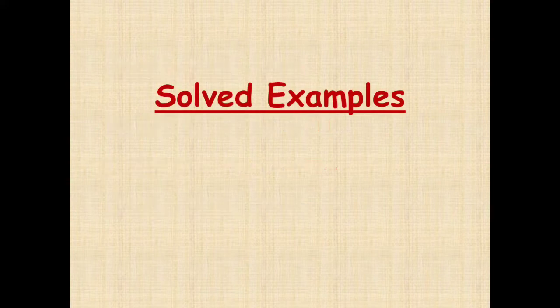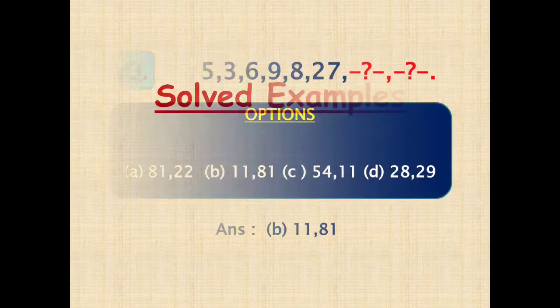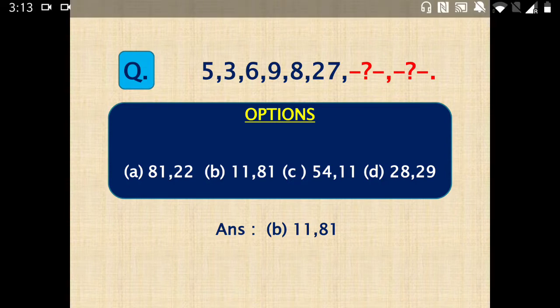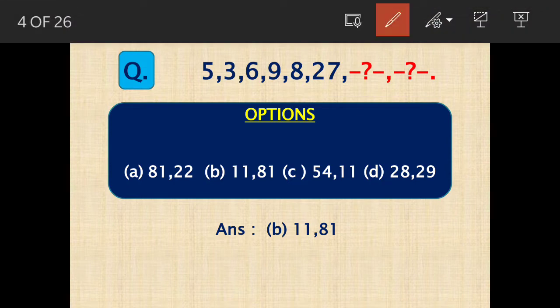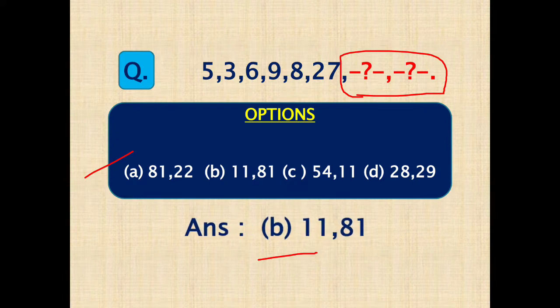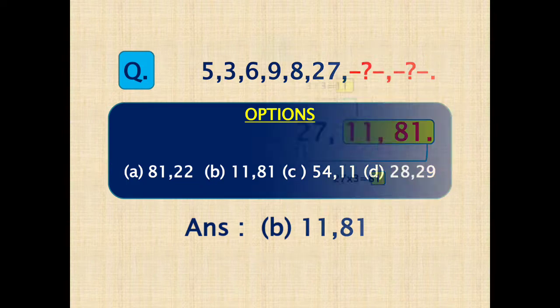Now we'll see some solved examples. Let's see the first example. The first example is 5 3 6 9 8 27, and these are the two missing terms we are supposed to find, and these are our options given, and the answer is option B, 11 and 81. Now we'll see how we come to this option of 11 and 81.